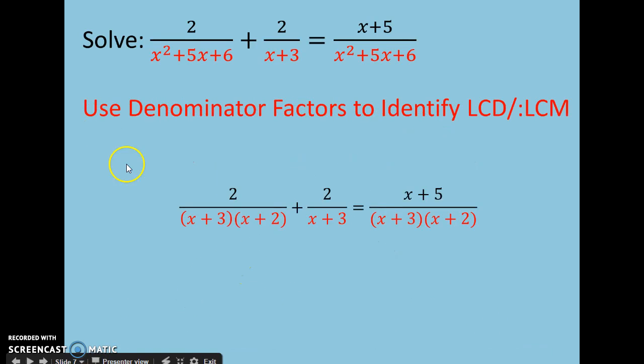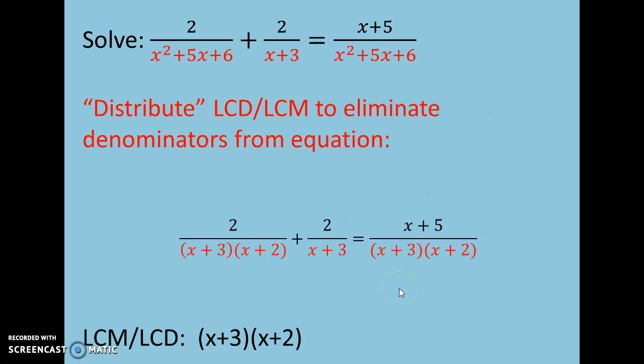All right, so we're going to use the denominator factors to identify the least common denominator, which is also the LCM or the least common multiple. So the least common denominator is all of the unique denominator factors that you can identify in the denominator. So that means that x plus 3 and x plus 2. And I don't see any other factors here, so the entire LCD is x plus 3 times x plus 2.